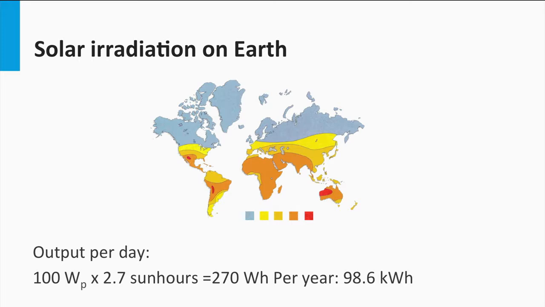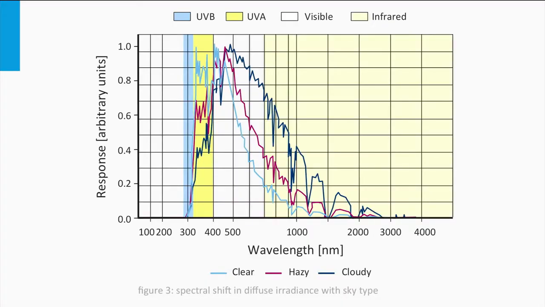In sunnier places like Spain, common irradiance can be around 4.2 sun hours per day. This means that the same 100 watt peak will deliver on average 420 watt hours per day in Spain. On a day with a clear sky, the irradiance reaching the Earth's surface is typically in the range from 700 to 1300 watts per square meter at local solar noon, depending on the latitude, altitude and time of year.